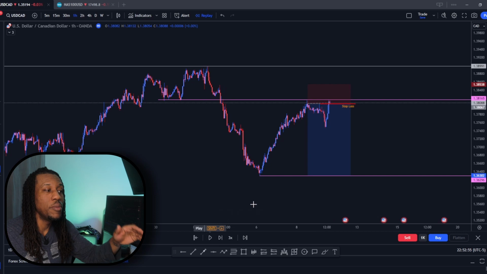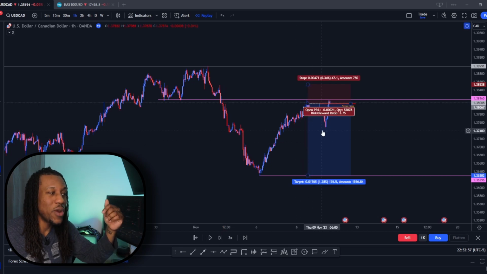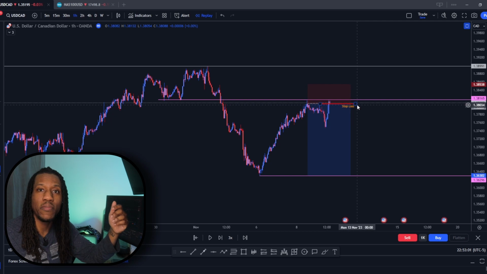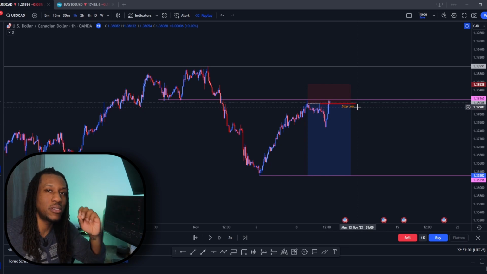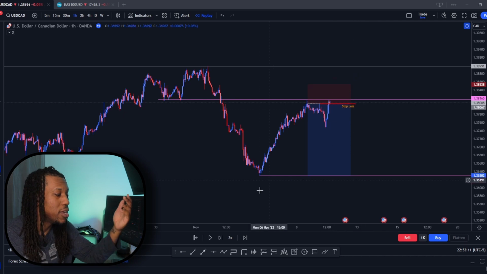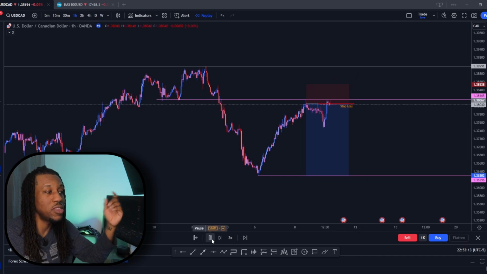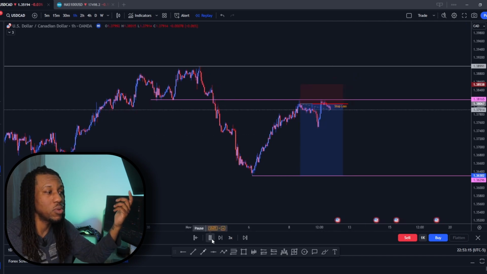And as we can see, price goes right back to our entry point, stops us out at break even, which right here, this is a good trade. It's a good trade in the sense that your capital is still alive for another day, right? Let's see what would have happened though if we did not move our stops to break even.